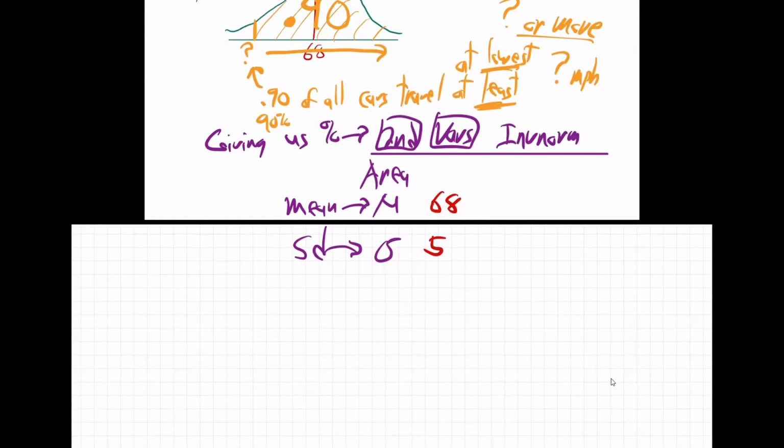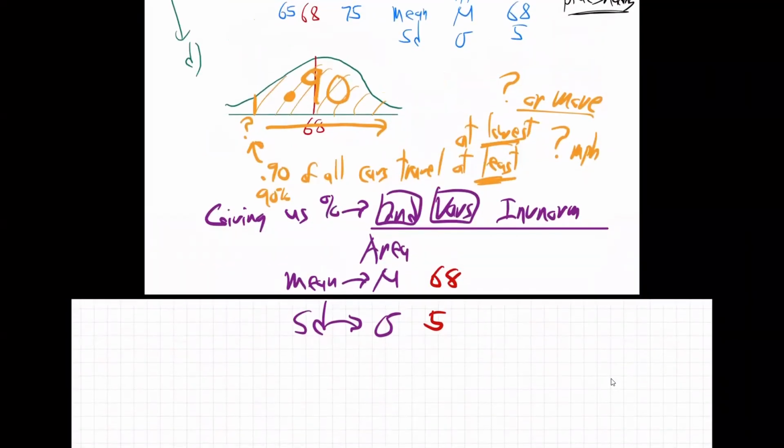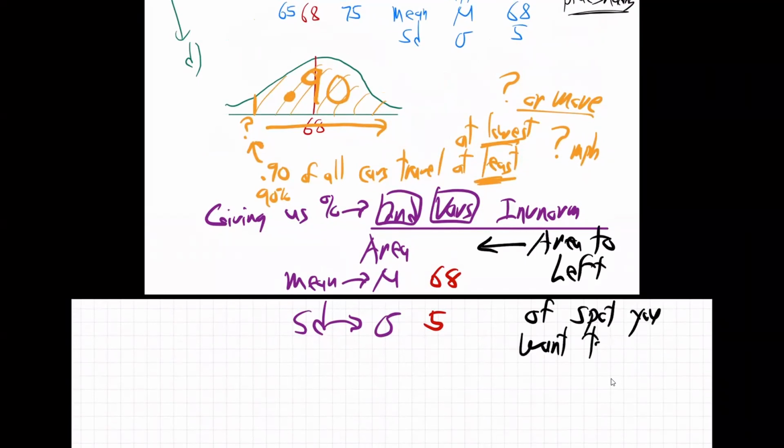Anyway, what's the area? What do we put in there for area? So here's the tricky part. Do we put 90%? No, that's the mistake most people make. Why? This means area to the left of the spot you want to find. Area to the left of the spot you want to find. What's that? That's here.